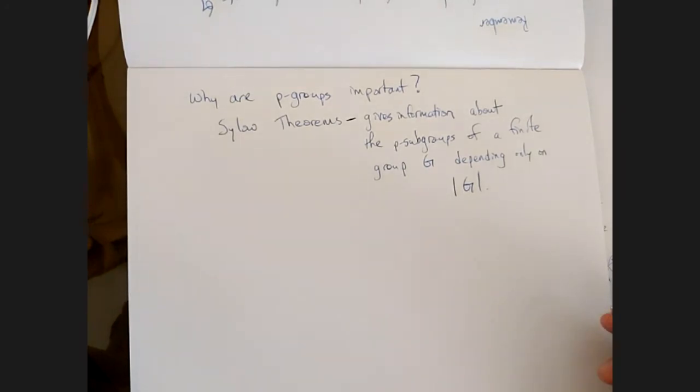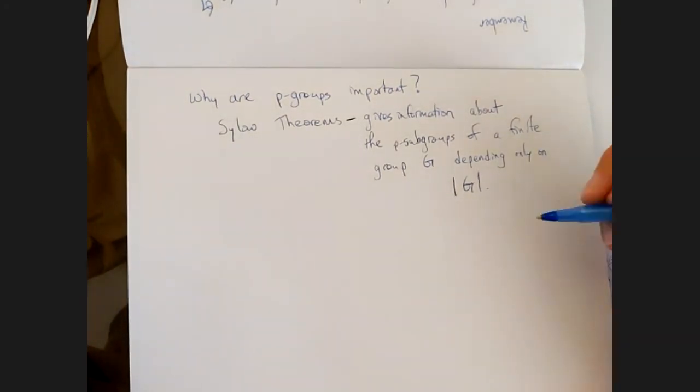So that means that we can understand things about finite groups if we understand the Sylow theorems and we understand P groups. Okay, so that is kind of our plan.